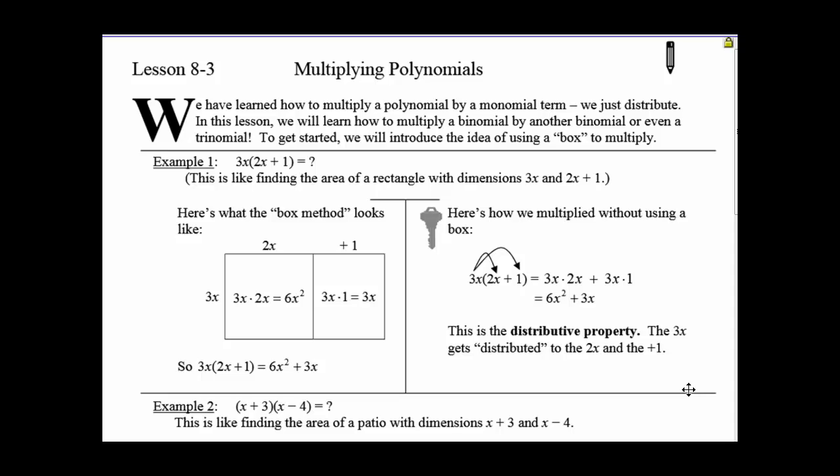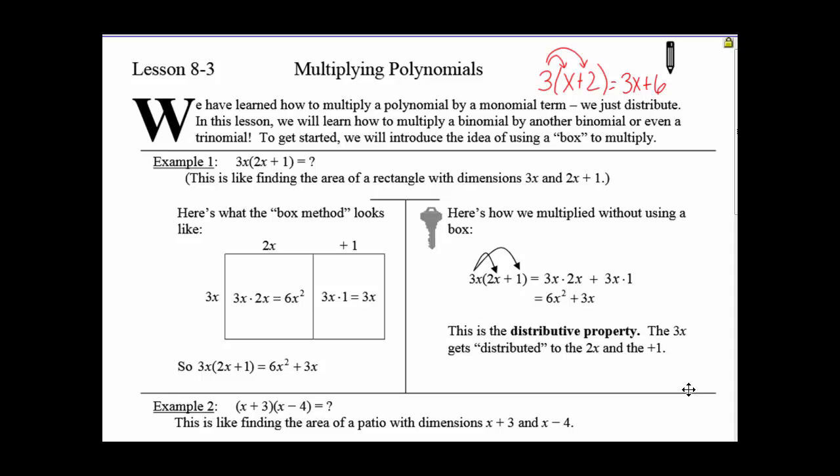So if you think back to last semester, we learned how to multiply a polynomial by a monomial term. Say we had 3, which would be a monomial term, and we were trying to multiply it by x plus 2, which would be a binomial. What would we do? Well, we learned last semester to just distribute that 3 to both of those terms inside. So we would get 3x plus 6. Today we're going to learn how to multiply a binomial by another binomial, or even a trinomial.